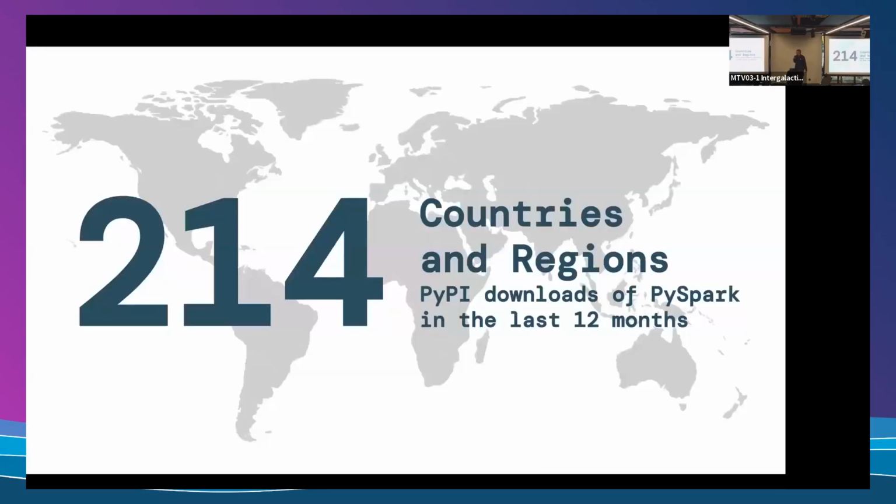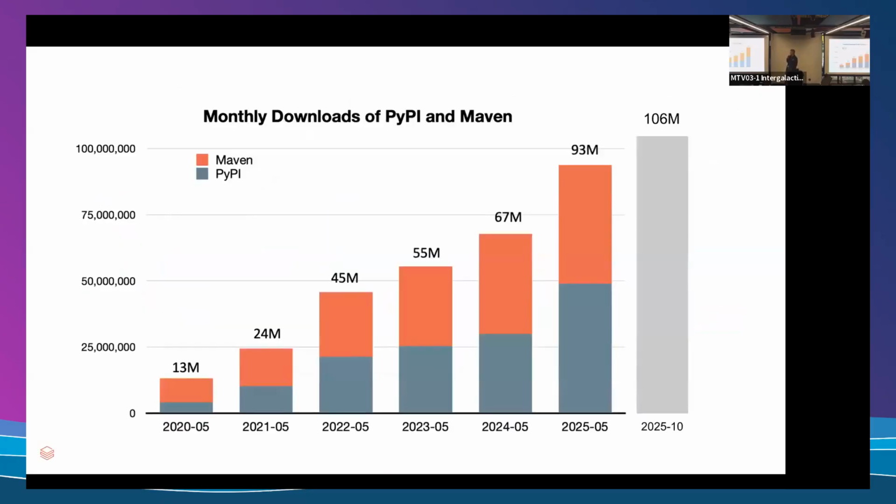First, PySpark. I just want to give some updates about the numbers. PySpark is being downloaded in the last 12 months by more than 200 countries. You can see the downloads on Maven and PyPI are still growing. Like last month, the monthly downloads was more than 100 million. This does not include the Databricks users.